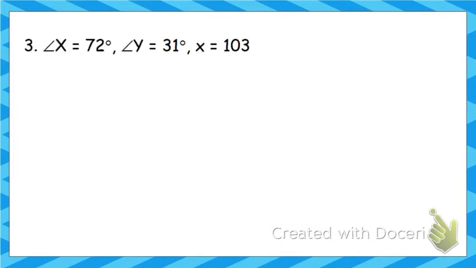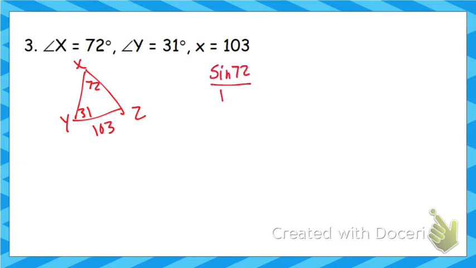All right, let's look at the next one. So I've got triangle XYZ. So let's fill in. Here's X, Y, Z. Angle X is 72. Angle Y is 31. Side X is 103. If I know two angles, it's law of sines. So law of sines. So sine 72 over 103 equals sine 31 over Y.